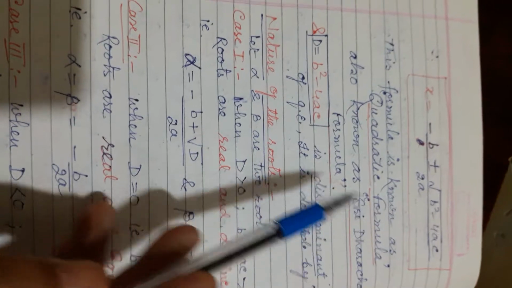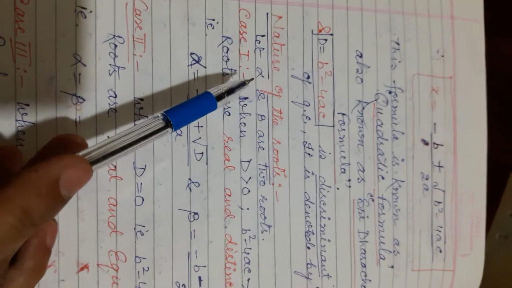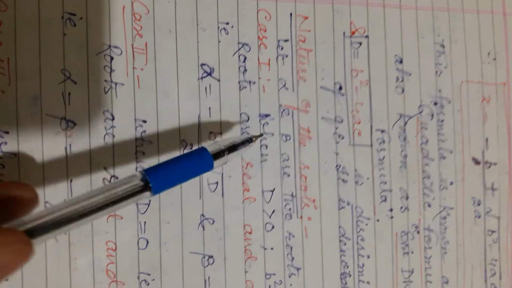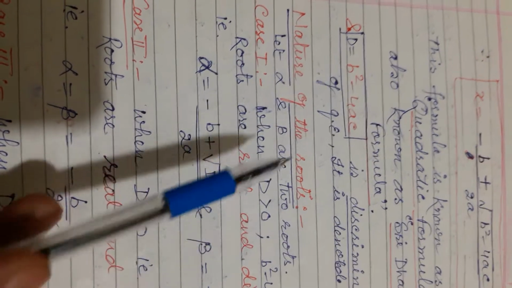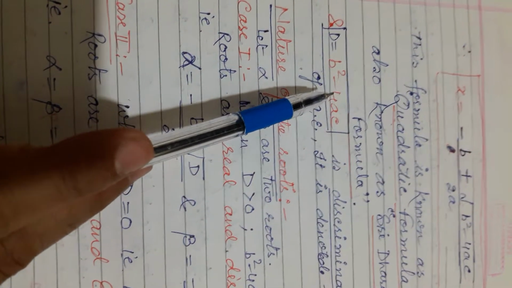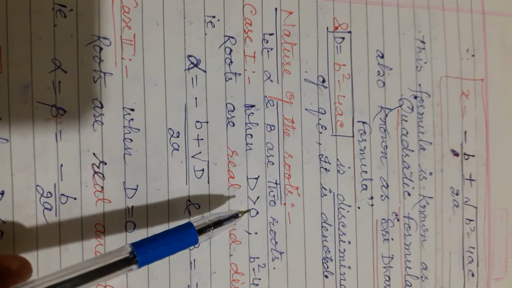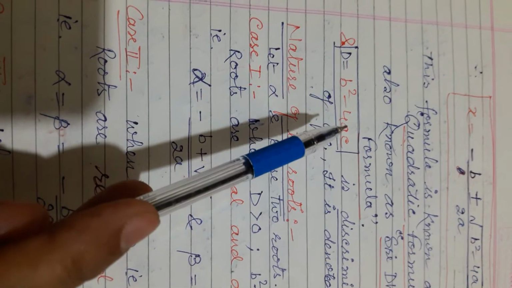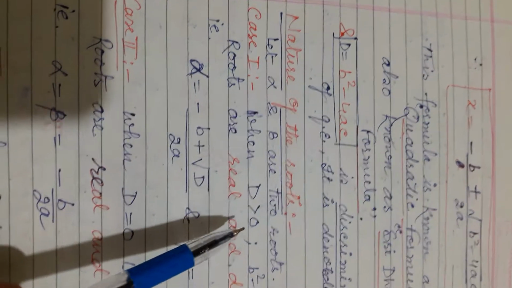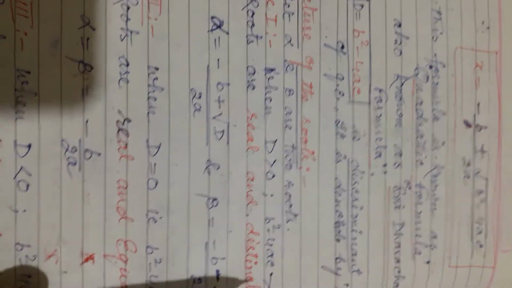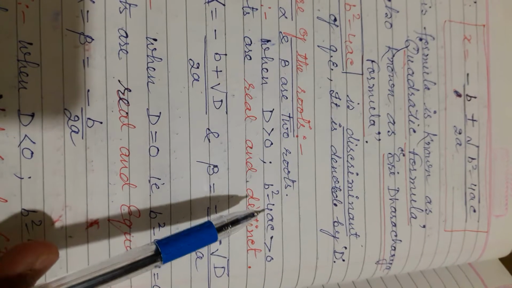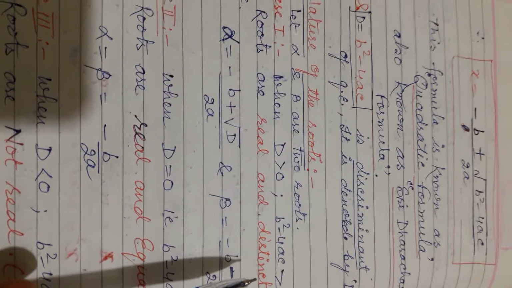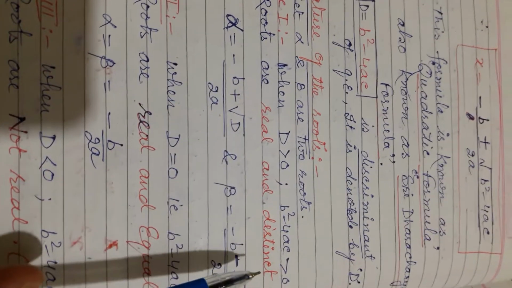If it is a quadratic equation, it means there are two roots. So let alpha and beta be the two roots. In the first case, when D is greater than 0, means the value of the discriminant is more than 0. When we put the values of a, b and c and simplify, if the value of b square minus 4ac is coming greater than 0, the roots are real and distinct. In this case, the nature of the roots will be real and distinct.